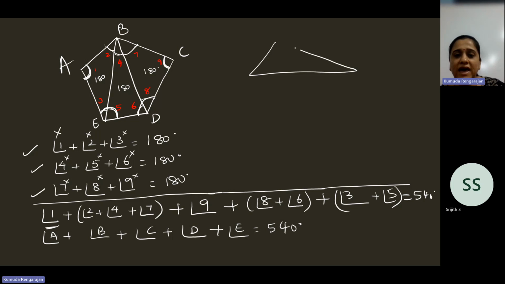What is the sum of the 3 angles of a triangle equal to? 180 degrees. In a quadrilateral, the sum of the 4 angles is equal to 360 degrees.